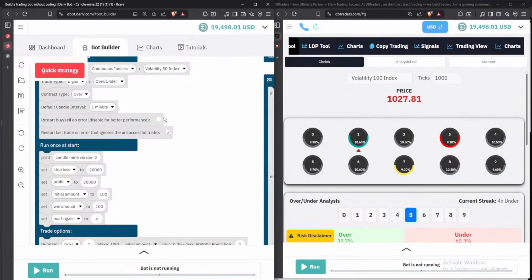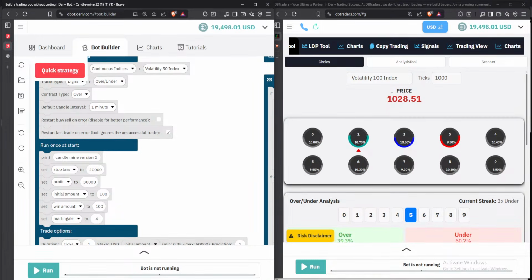But today I want us to focus mainly on over one. How can you basically trade over one in a way that will guarantee you something at the end of the day? So first things first, as you can see, we have this analysis tool on the right part of your screen. This analysis tool is called dbtraders.com.